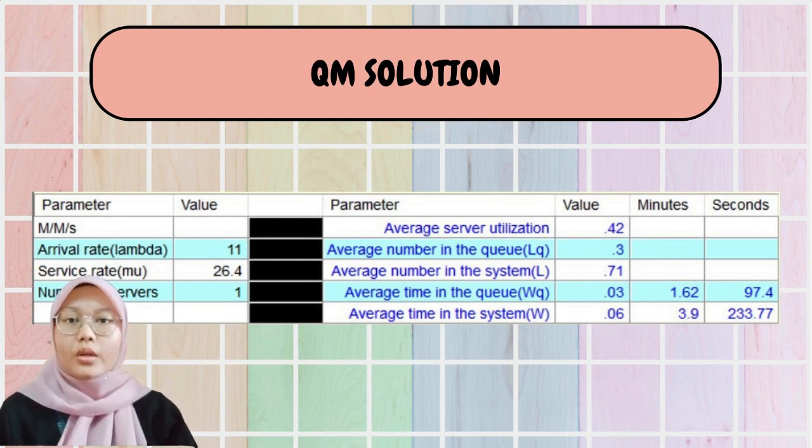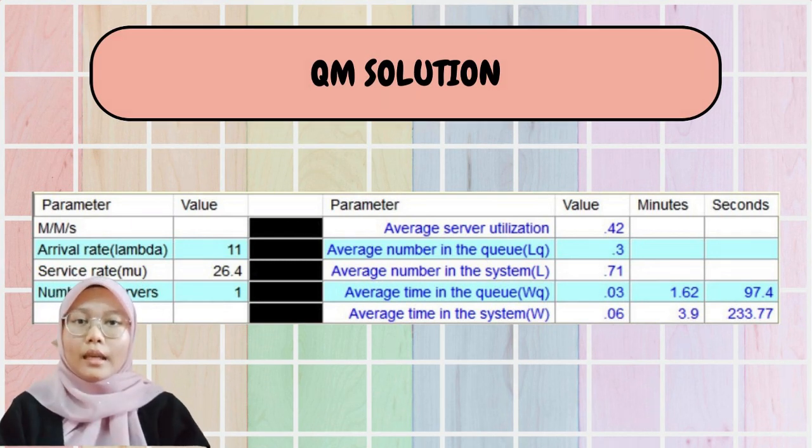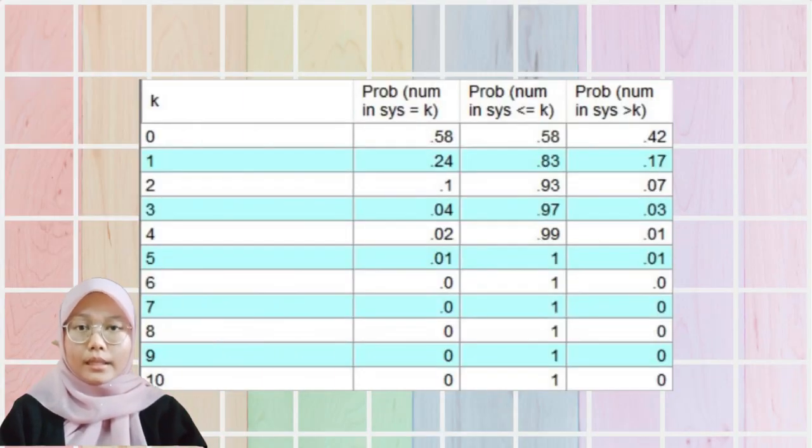For the result we got in decimal points, as we can see, for average number in the queue, Lq, we got 0.3. Average number in the system, L, we got 0.71. And for the average time in the queue, Wq, we got 0.03. Lastly, for average time in the system, W, we got 0.06. Next is the solution for probability.